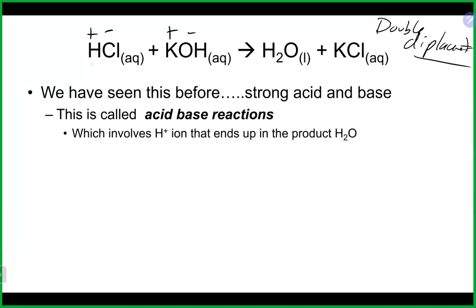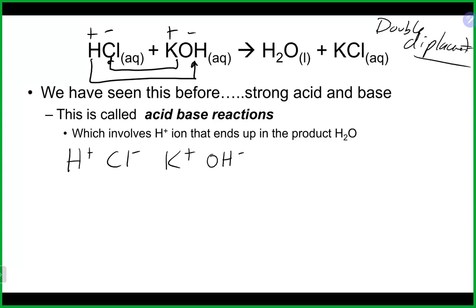And we know that they should switch partners, right? So we should get this deal happening. So what happens when we switch partners here is this. The two ions for HCl are H plus and Cl minus. Those are the two things that make up the HCl. The two ions for the potassium hydroxide are K plus and OH minus.